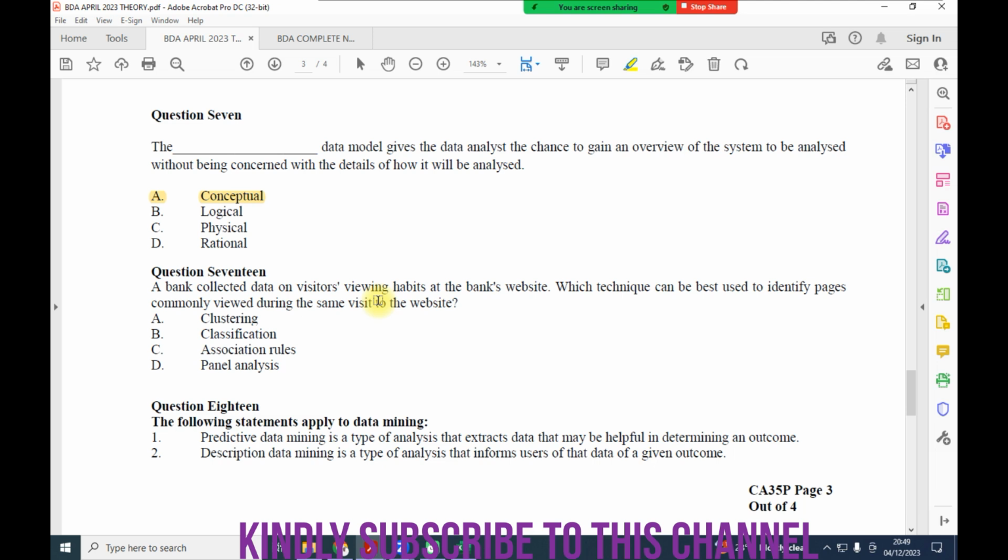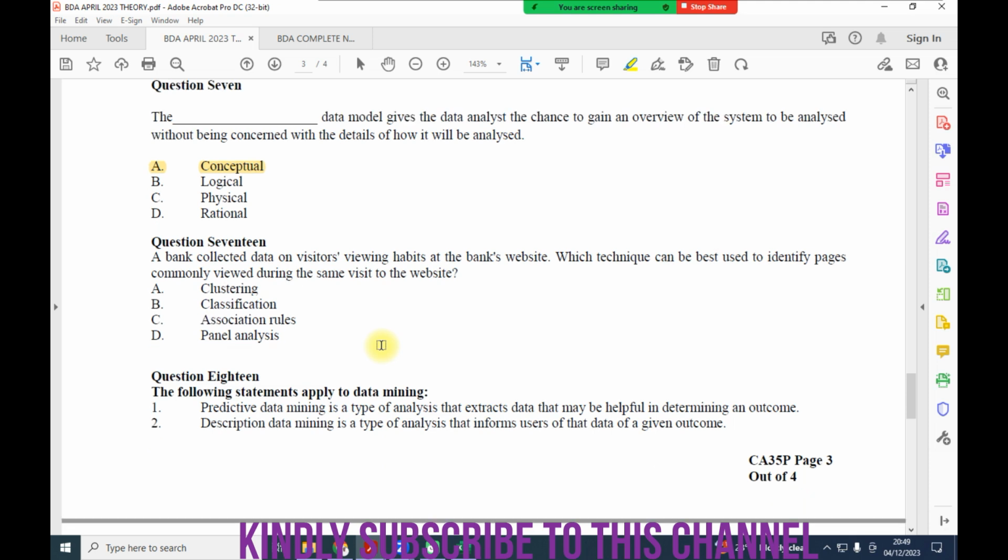Then number 17. A bank collected data on visitors' viewing habits at the bank's website. Which technique can be best used to identify pages commonly viewed during the same visit to the website? So they need us to identify which technique can be best used to identify pages commonly viewed during the same visit to the website.